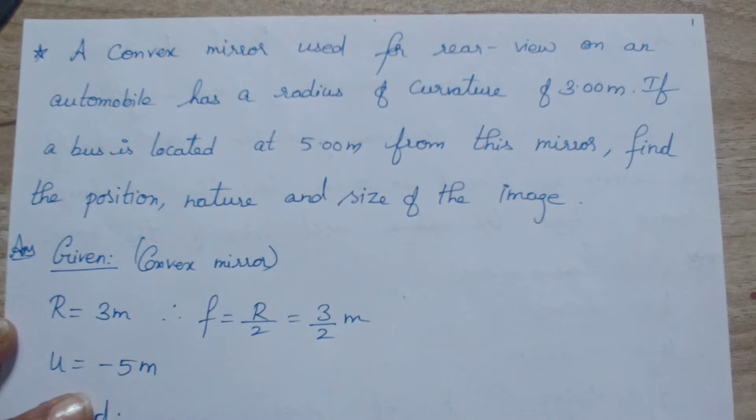The mirror formula you can also give in terms of r. f equals r by 2, so 1 by f can be written as 2 by r. So 2 by r equals 1 by v plus 1 by u.